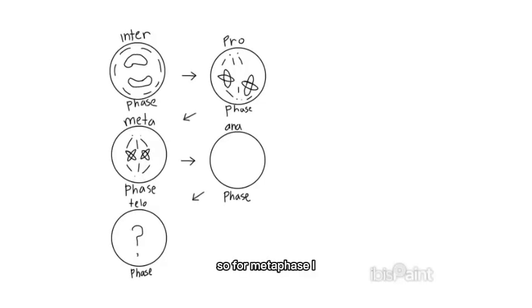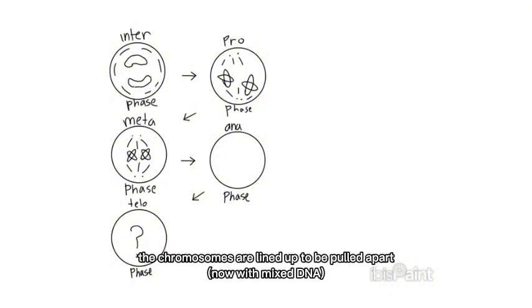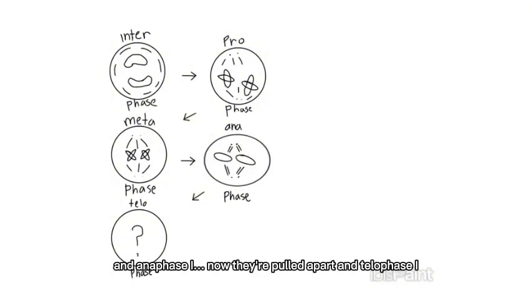I'm going to skim through this next segment because it's relatively the same as mitosis. So for metaphase 1, the chromosomes are lined up to be pulled apart. In anaphase 1, now they're pulled apart. And in telophase 1, they separate and membranes form. Okay, this is the first set out of the way.